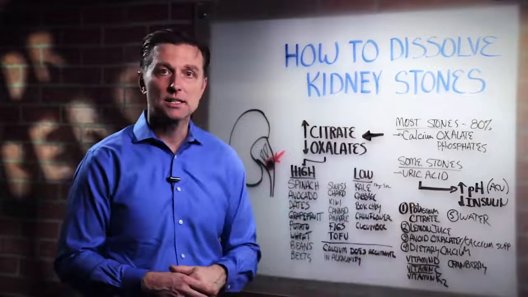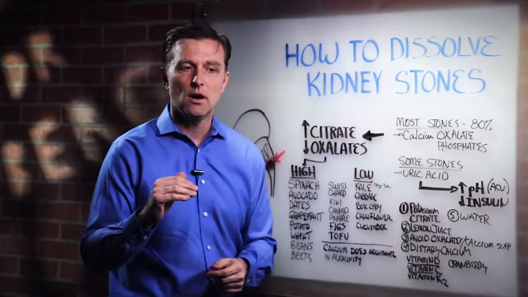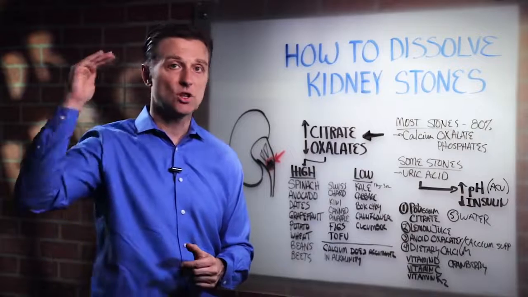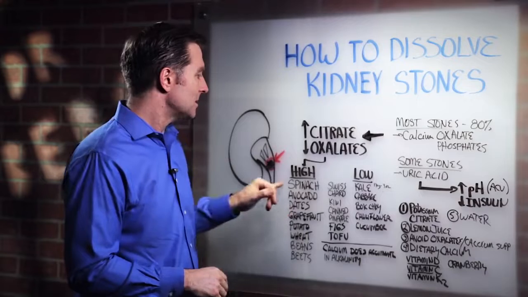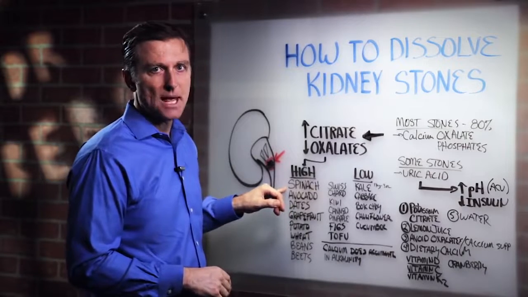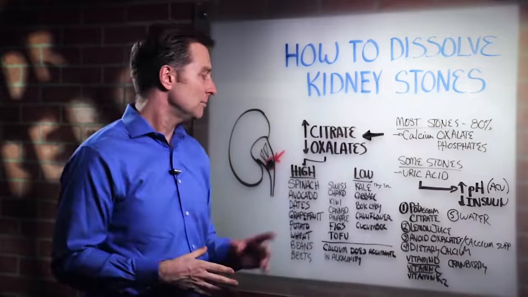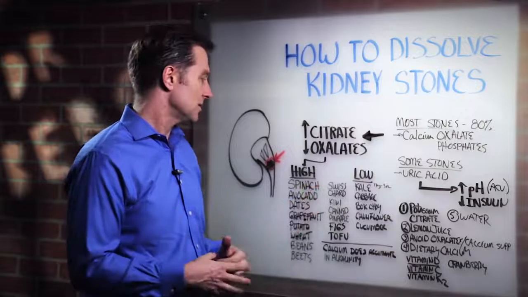Number two, you want to avoid oxalates. Now, I put a link down below of all the different categories of foods and what has high, extremely high oxalates and what are very low. And you can use that. But spinach is at the top of the list. Spinach has hundreds of milligrams of oxalates per ounce of spinach.